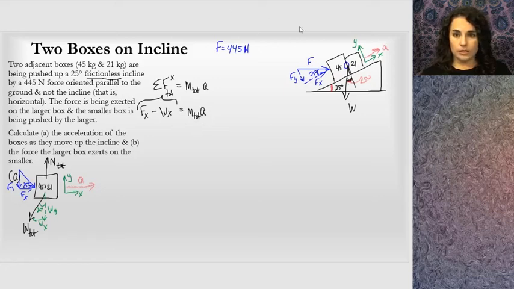And we can think about this. When I think about Fx and Fy, Fx will equal 445 cosine 25, and Fy equals 445 sine 25. So those are both values I can use in an equation. So Fx is 445 cos 25. And I'm going to solve for acceleration first here. Acceleration equals F cosine theta minus the weight component.